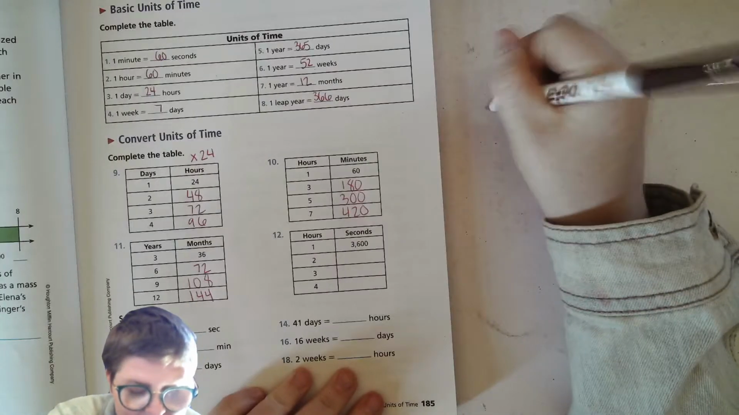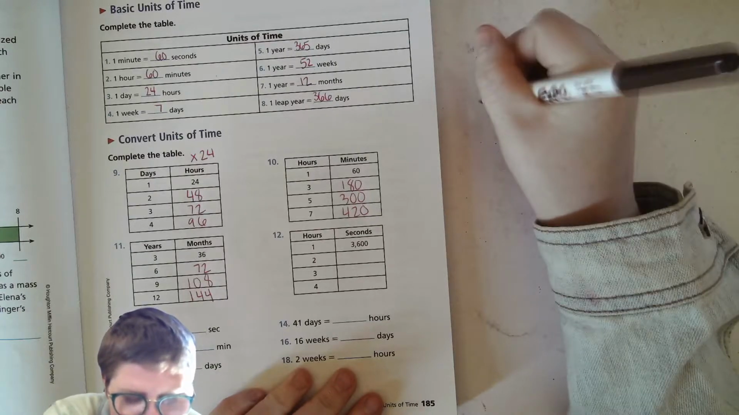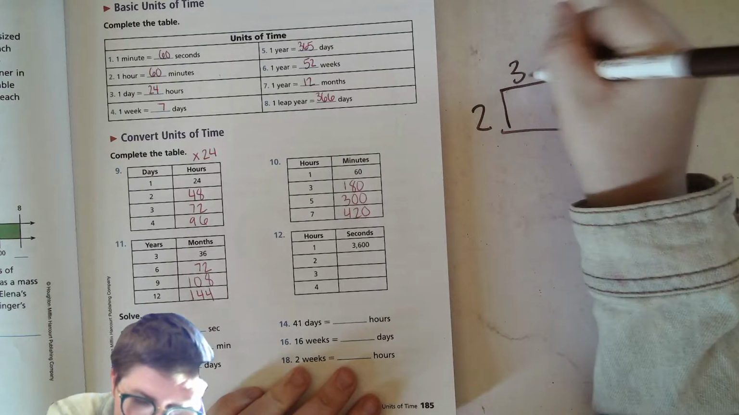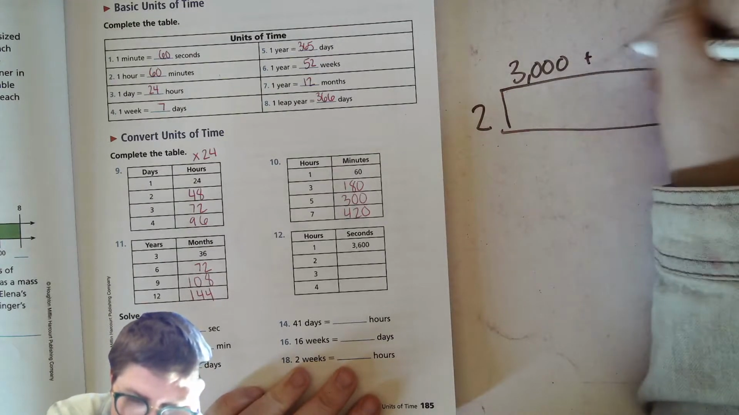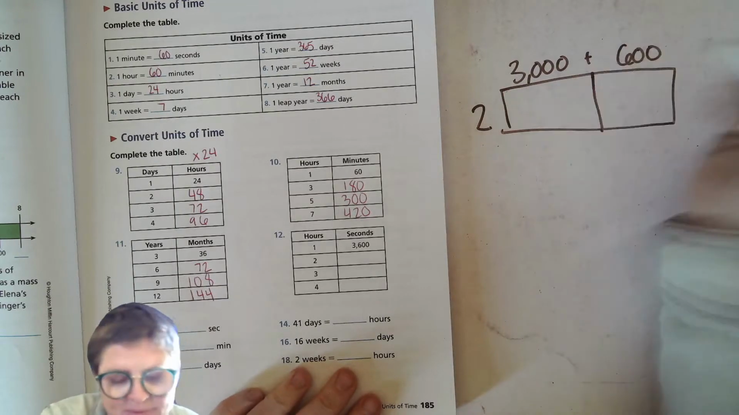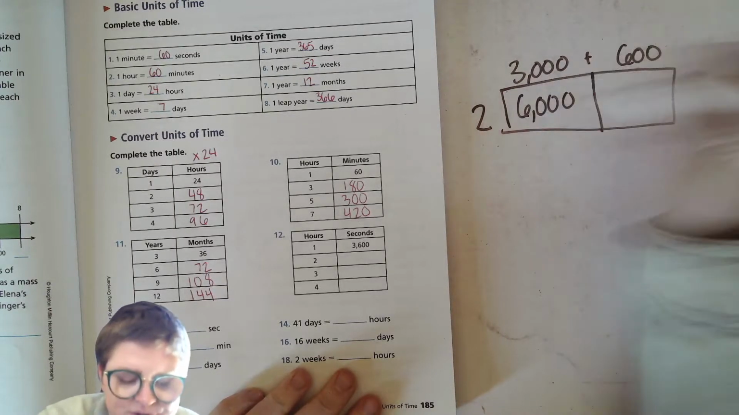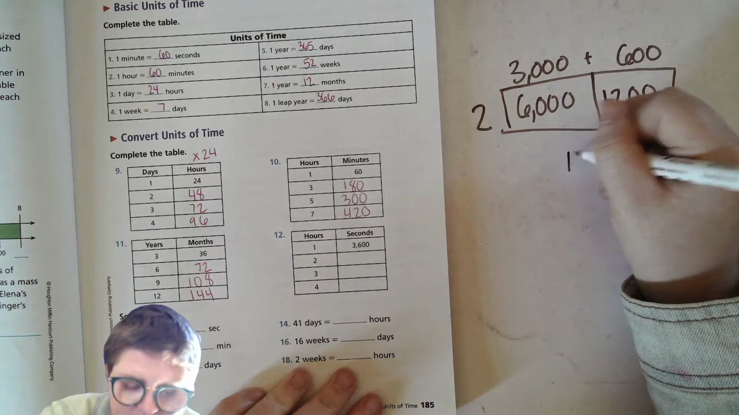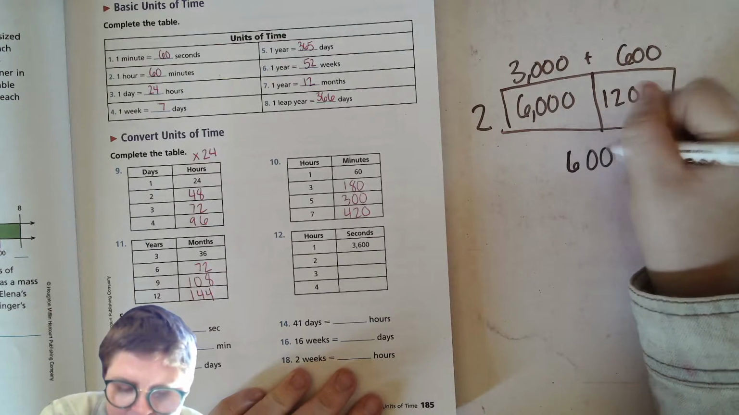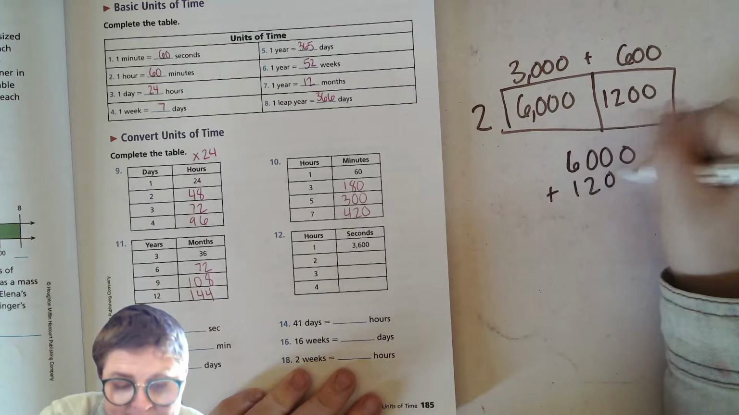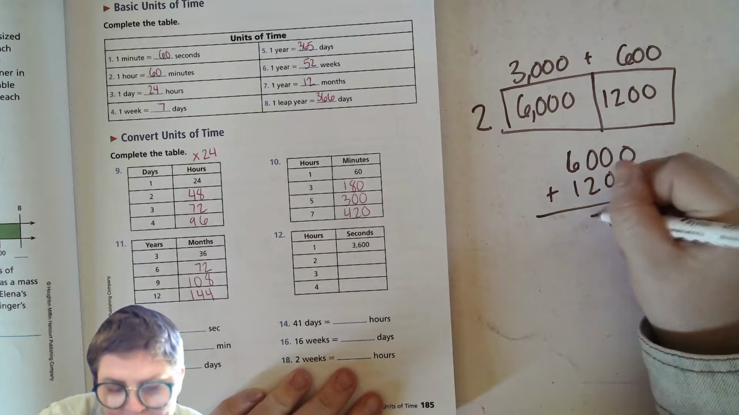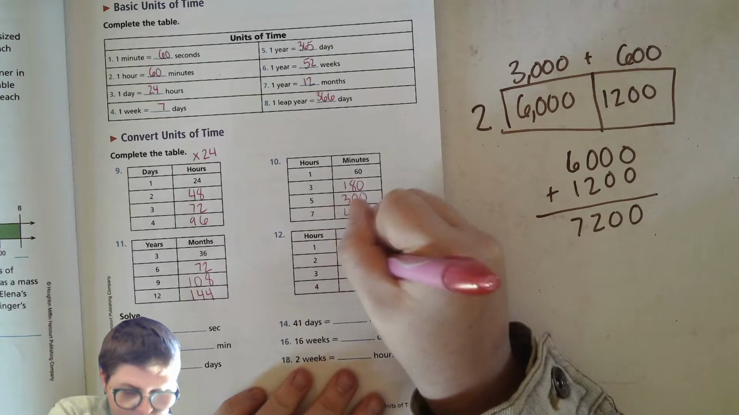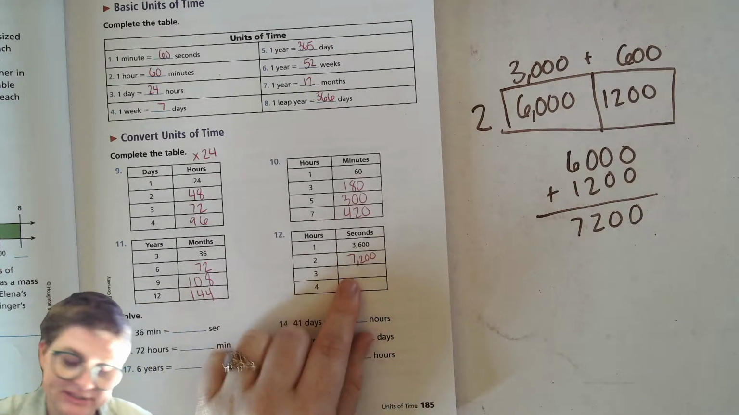So if you have 2 times 3,600, 2 times 3,000 is 6,000. 2 times 600 is 1,200. So add that up. 6,000 plus, lining up our place value carefully, right? 7,200, which makes sense. That is double of 3,600.